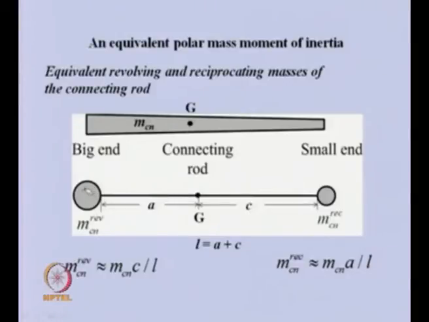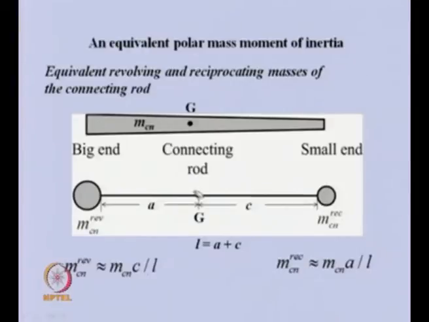You can see that this will be attached to the crank, which will be revolving. So, I am calling this the mass of the connecting rod which is revolving with the crank, and this one is the mass of the connecting rod which will be attached to the piston. So, this is a reciprocating mass component. These 2 masses can be obtained by simple relations.